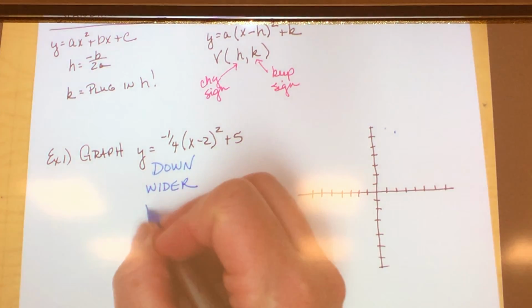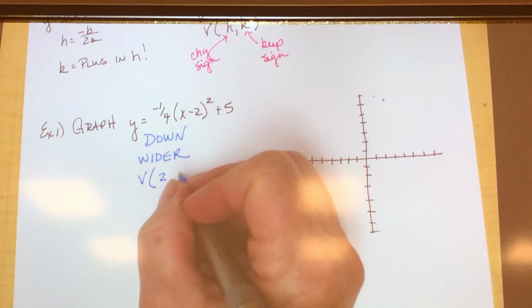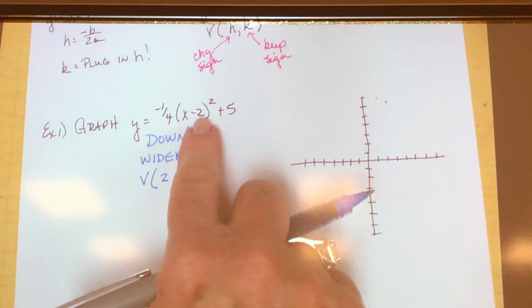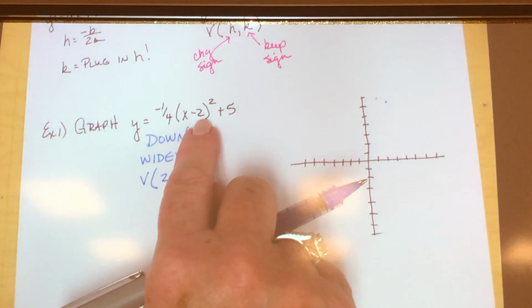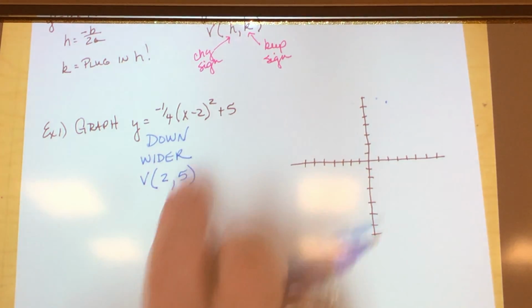Okay, the next thing I want to know is, shout it out, people. Tell me what the vertex is. 2, 5. Perfect. 2, 5. Change the sign and keep the sign. X's are weird, and they're always weird, and they always do the opposite of what you think. Change the sign. Y's are just like you think, so you keep your sign.